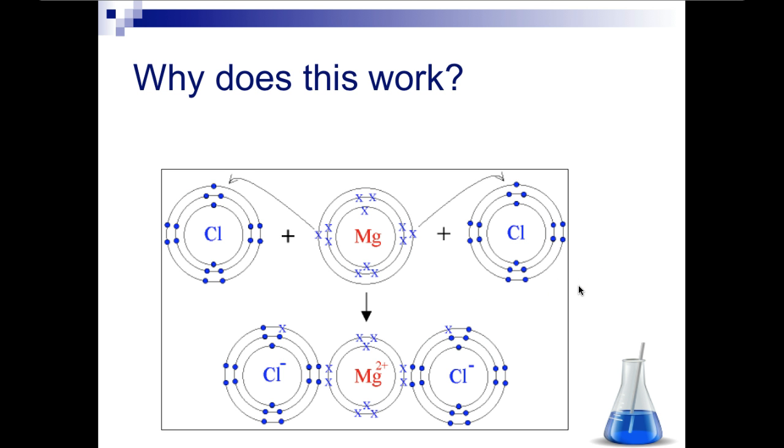So why does this work? This works because the 2 outer electrons from magnesium are going to be given away to the chlorine ions. When they're given away, Mg becomes a plus 2, and you need 2 Cl's because the magnesium will give 1 electron away to each of the Cl's, making it MgCl2.